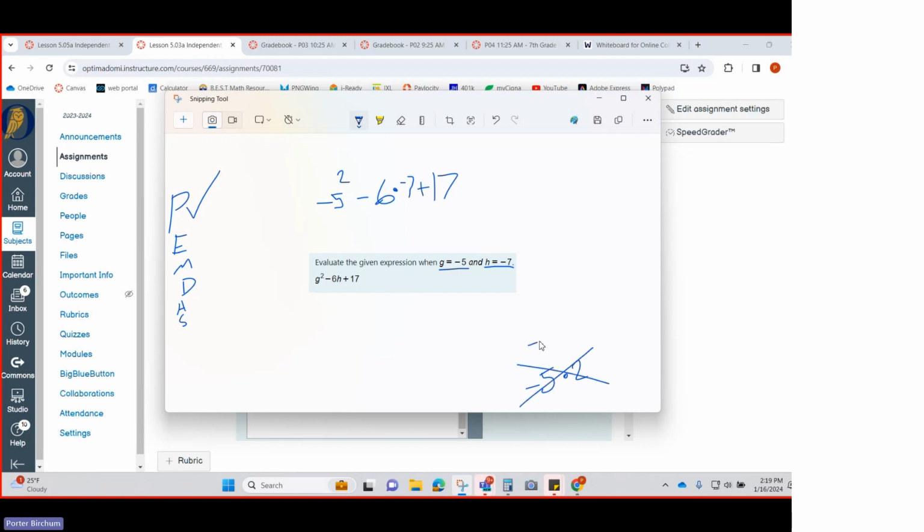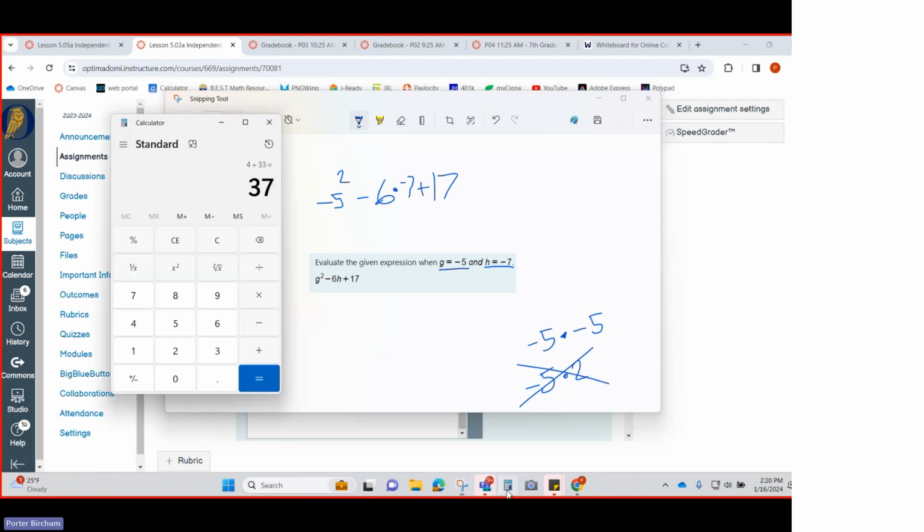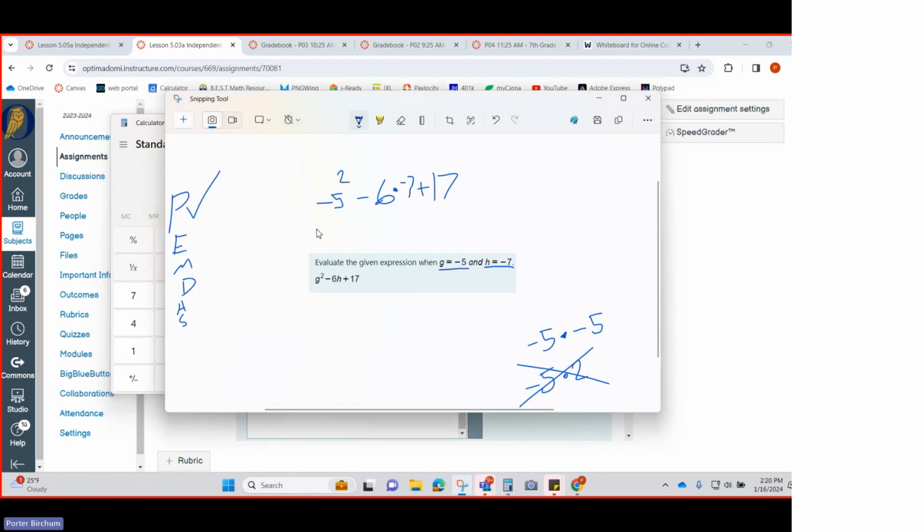Exponents tell us how many big numbers there are being multiplied together, how many bases we have. So -5 to the power of 2 means -5 times -5. What is -5 times -5? Positive 25. So let's rewrite this. Instead of writing -5 to the power of 2, I'll write 25. Then copy everything else the same. Minus 6 times -7 plus 17.